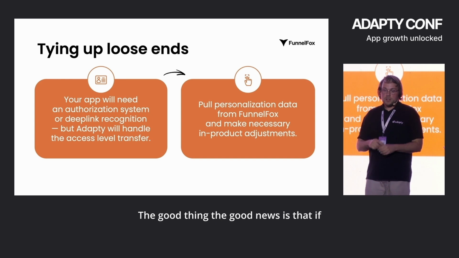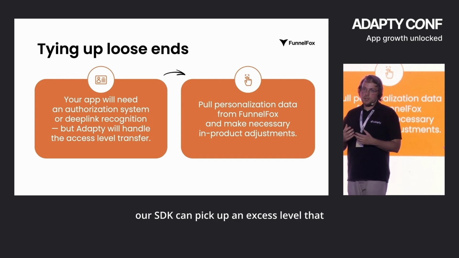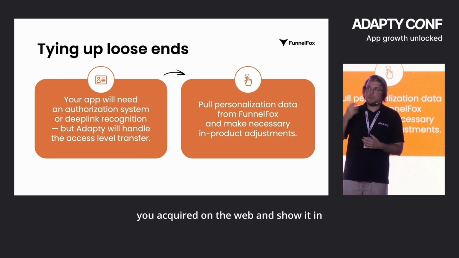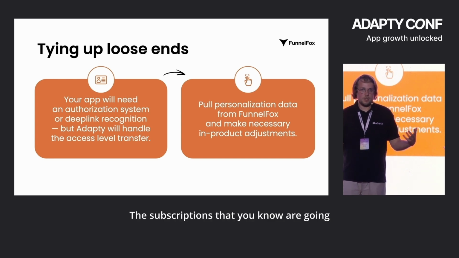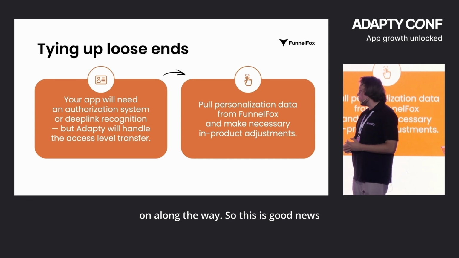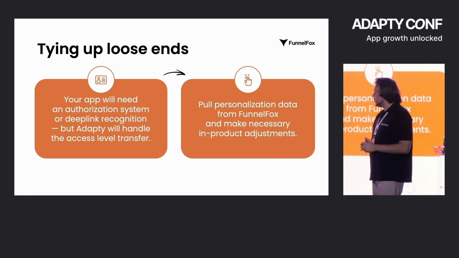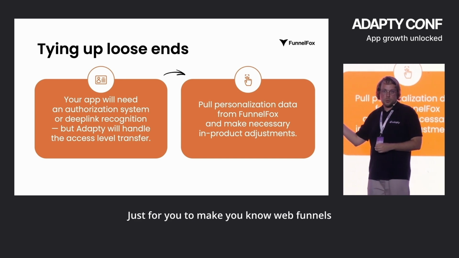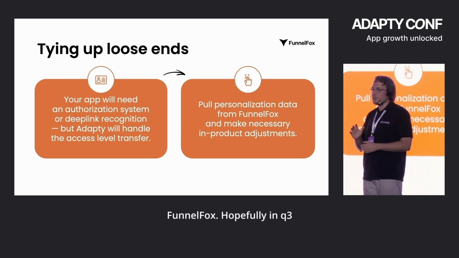The good news is that if you're using Adapty in your app as well, our SDK can pick up an access level that you acquired on the web and show it in the app, and also track any changes to the subscriptions that are going on along the way. So this is good news. And also, Adapty will offer an authorization flow just for you to make web funnels even easier, and it will be baked into FunnelFox, hopefully in Q3.